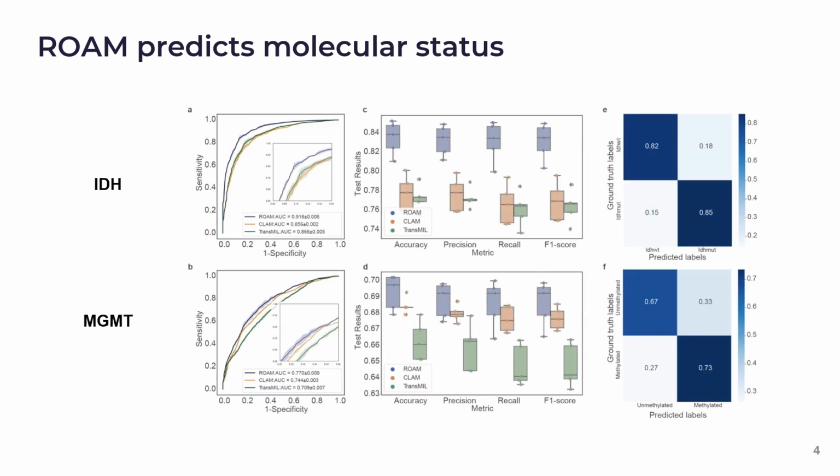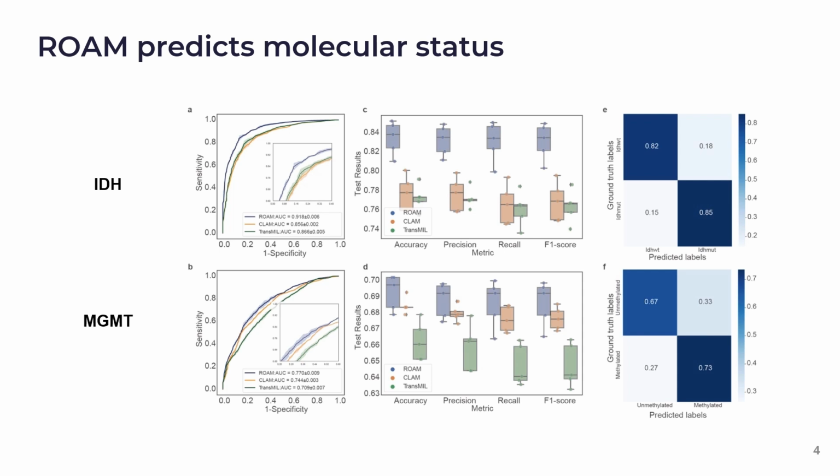We also evaluate ROM in predicting molecular features closely associated with glioma diagnosis, which includes IDH mutation and MGMT promoter methylation. Again, these are supervised classification tasks, so we use the same metrics to evaluate and visualize the performance of the model. As is shown, the AUC in both molecular feature predictions is around 0.9 and clearly outperforms all baseline methods. The superior performance is consistent with other metrics, as shown in the middle and the right of the slide.